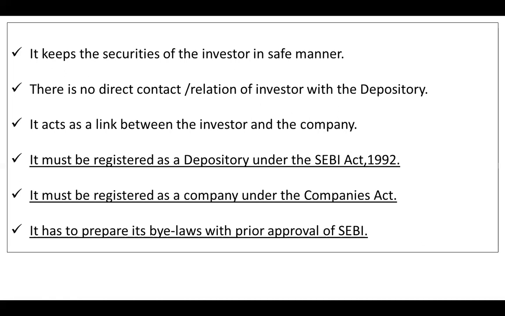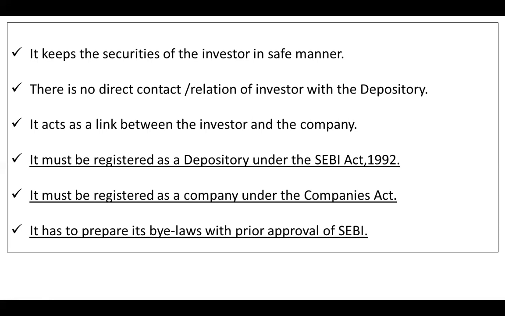It must be registered as a depository under the SEBI Act 1992. It means that the depository should be registered. This statement is basically used for true or false questions: whether the depository must be registered or not. So it must be registered under the Depositories Act of SEBI, 1992.